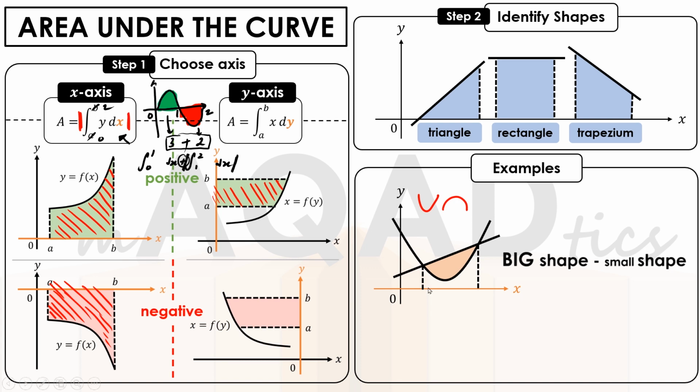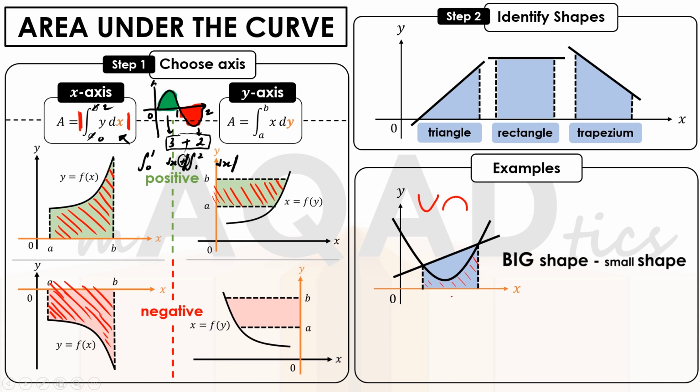Big shape means the area that includes the shaded region. So the big shape here I would say is this. You can see that this part is actually a trapezium and it includes the area of the shaded region. So now I have a big shape. I need to minus out the unimportant parts, which is here, the below part. The below part is actually the area under the curve.